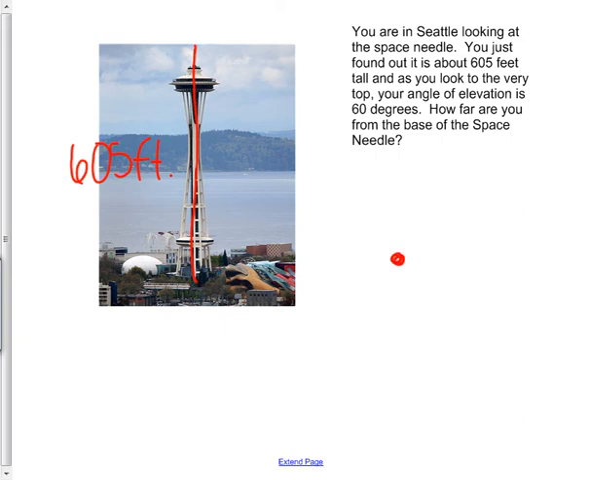So let's say we're looking at it from here. The angle of elevation to the top of it, they told us, is 60 degrees. How far are you from the base of the Space Needle? How would we figure that out? Here's the base, here we are looking up, and that's our angle of elevation.